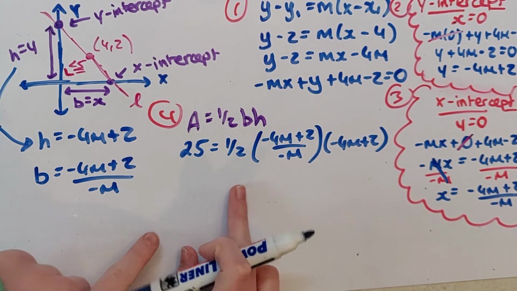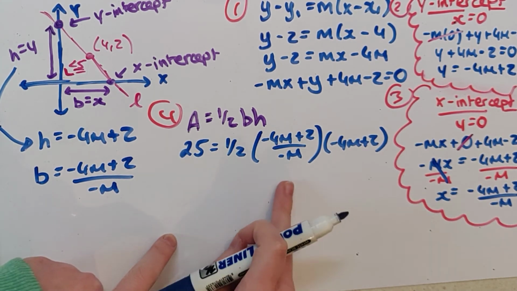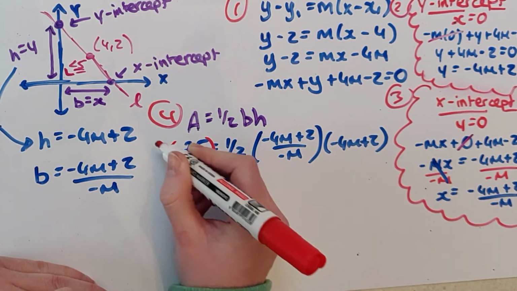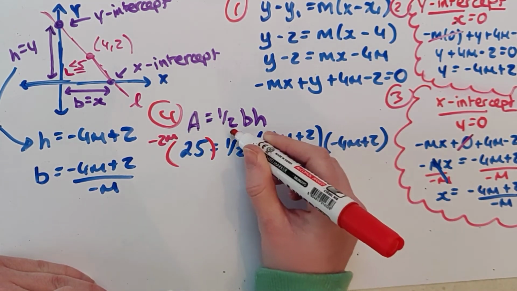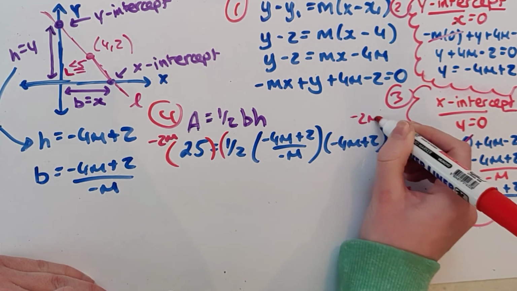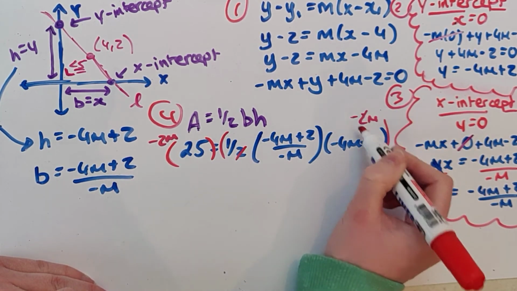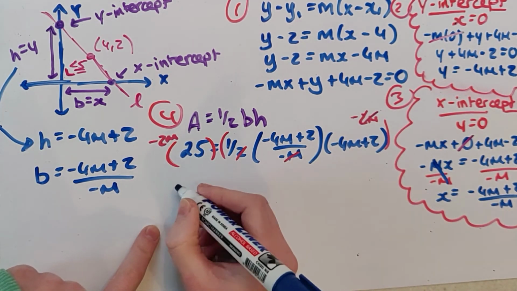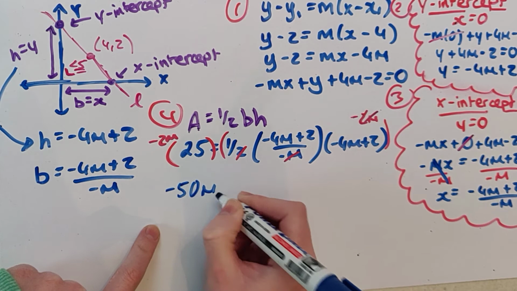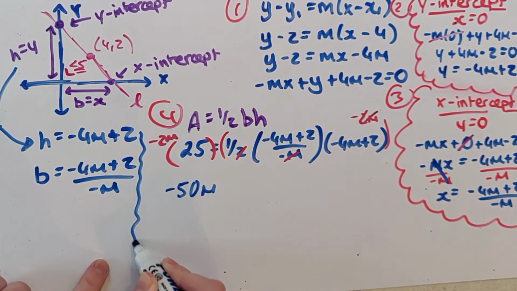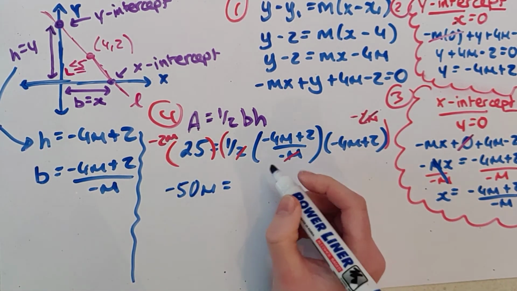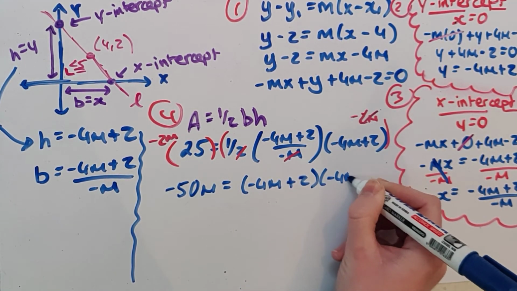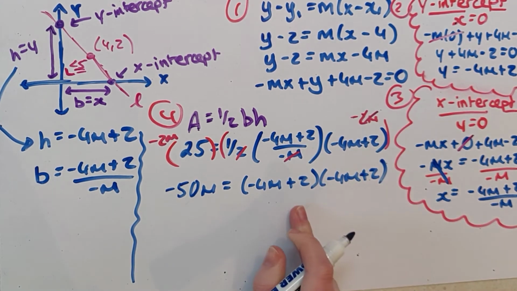The first thing I'd do is multiply both sides by 2 and by minus m to try and get those off the bottom. So I'm going to multiply both sides by minus 2m, which will cancel the 2 and the 2 and the minus m and the minus m, which leaves me here with minus 2m by 25 is minus 50m. Just going to draw a line to separate these down here, is equal to, and what's left on this side is minus 4m plus 2 by minus 4m plus 2, which I can actually see is a perfect square.